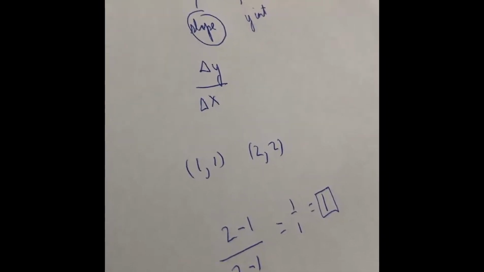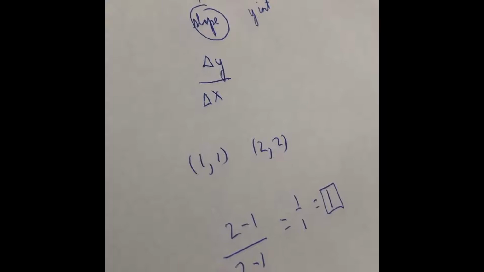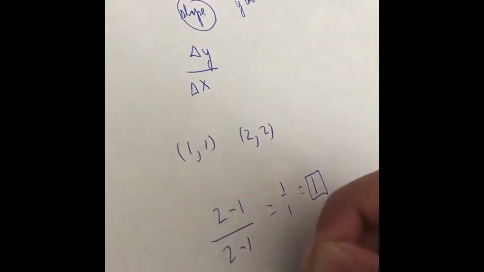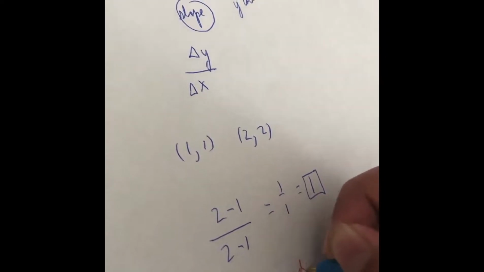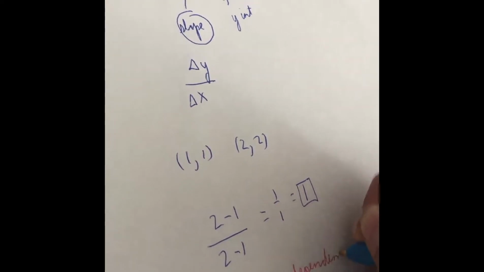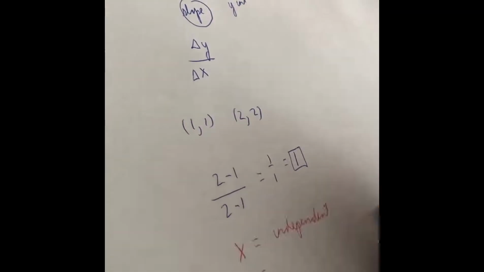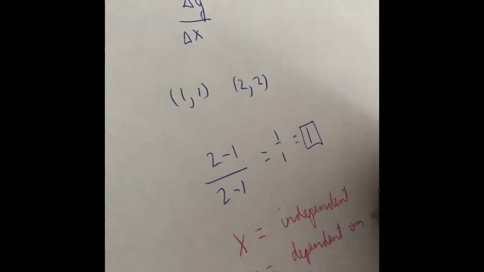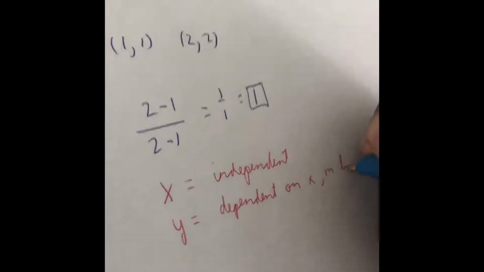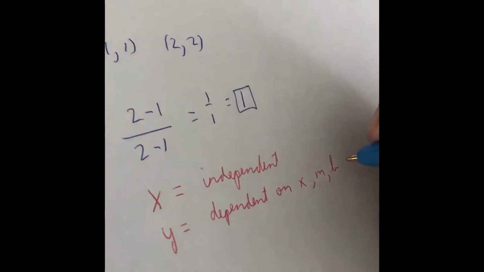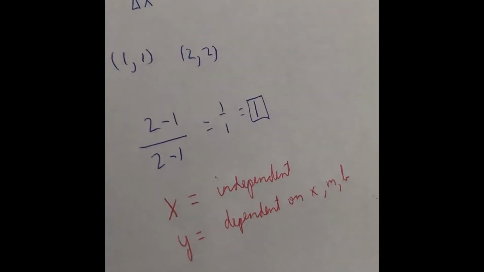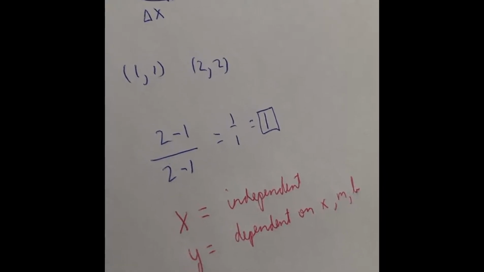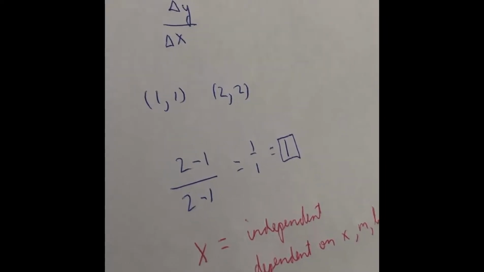X is also an independent variable and y is a dependent variable. What this means is y is dependent on x, so we should write that x is independent and y is dependent on x. And why I'm writing m and b is because y is also dependent on m and b. That is because m and b, slope and the y-intercept, are on the opposite sides of the equation compared to the y value.